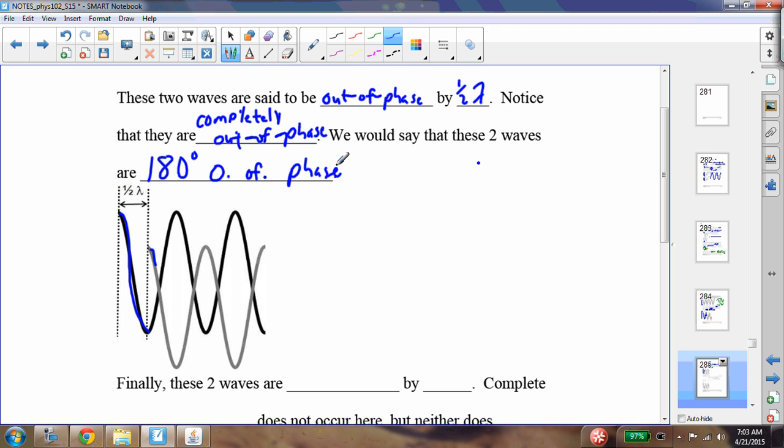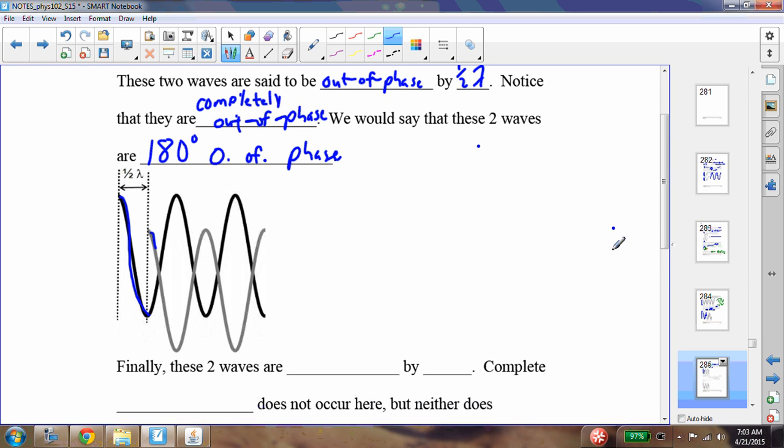Okay, so if they're in phase, we just say they're in phase. But that's also equivalent to being one wavelength out of phase, a shift of one wavelength, but your peaks still line up with the peaks and the troughs still line up with the troughs. All right, and then that's also equivalent to 360 degrees out of phase. And then here I have some that are 180 degrees out of phase.